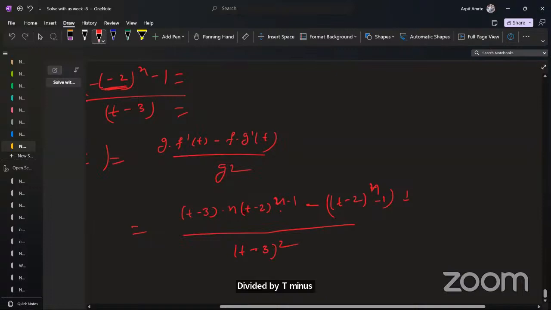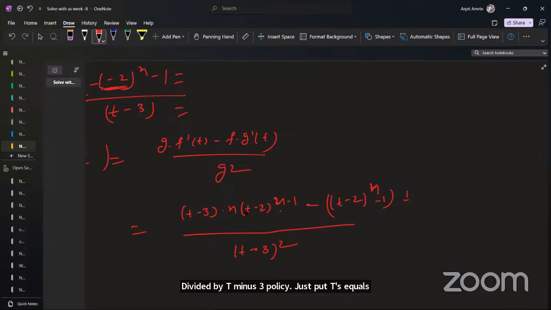Just put t equals 1 here. Before doing all this, you need to find the value of n, no? What is the value of n? In the previous question, we can find n. What is your n? I think it's 2.